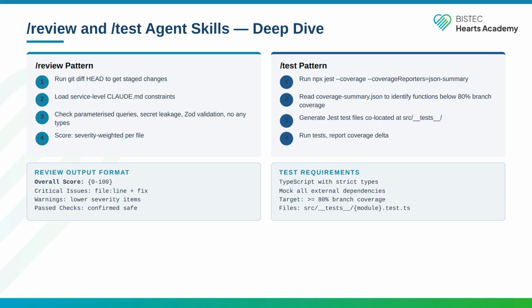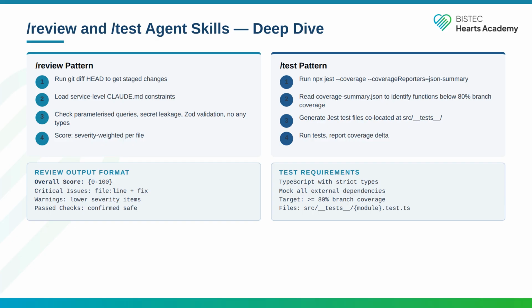The output format matters as much as the analysis itself. The quality gate in stage 3 of the pipeline parses the score field from this output. If you modify the output format in the skill markdown, you break the pipeline parser. Version your skills and treat the output format as a public API contract.